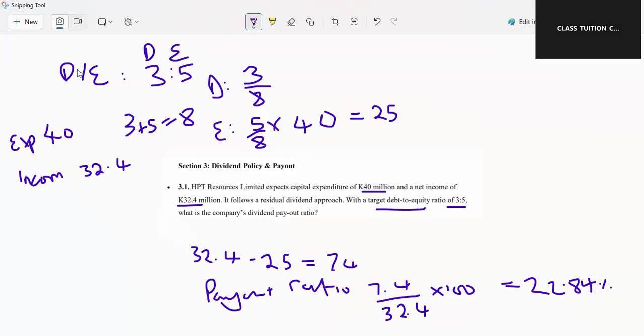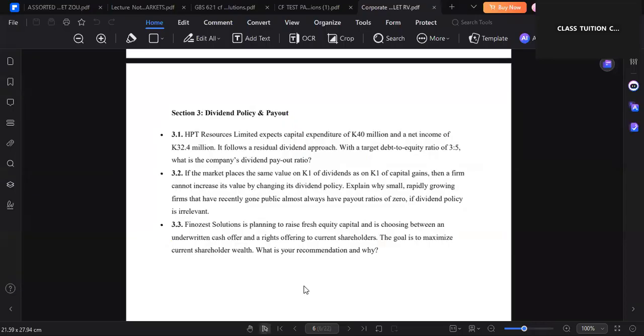Sorry to take you back, where did you get the 8 from? That's where I'm going. Let me explain this again. We're looking at this question here, and I want to calculate the payout ratio. I'll take my time because such questions are often repeated.